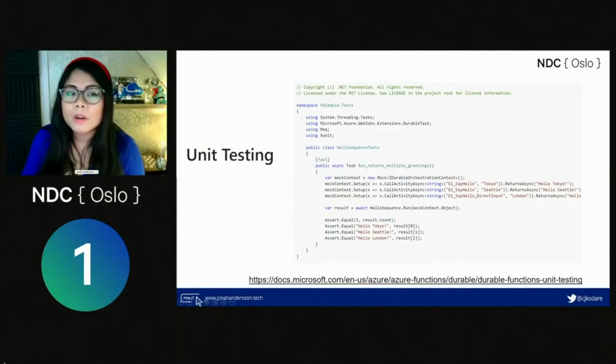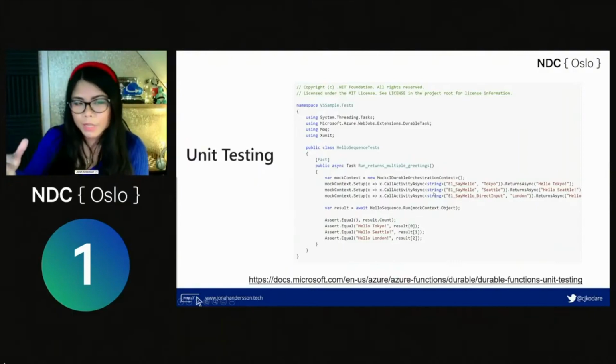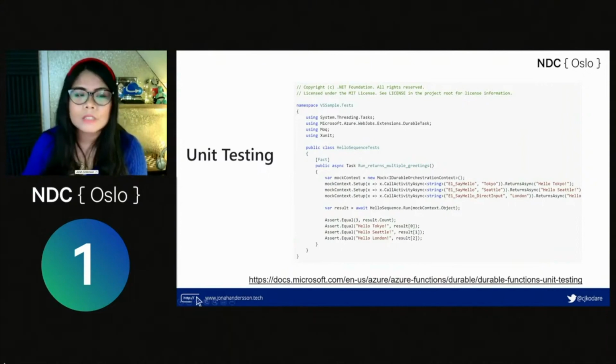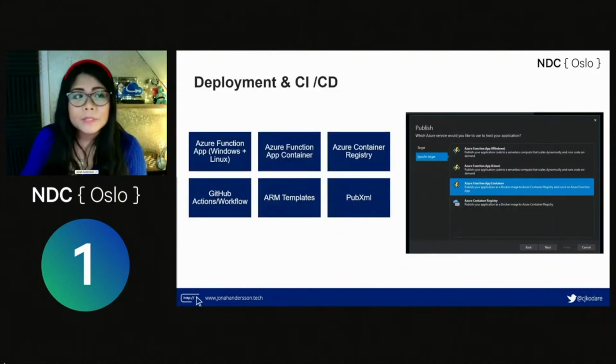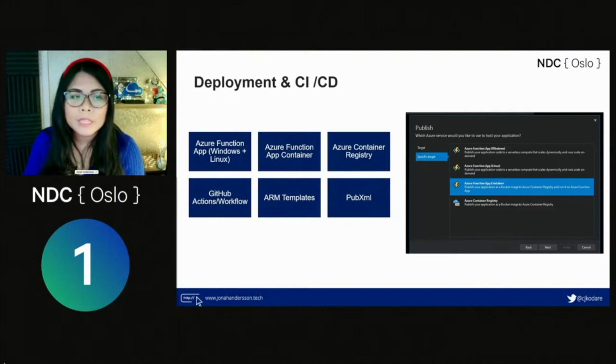And unit testing is also supported in Durable Functions. Common frameworks like Moq or xUnit are also supported. So you can unit test both your orchestrator and your activity functions as well. And deployment: you can deploy your Azure Functions or Durable Functions on Windows and Linux in Azure.